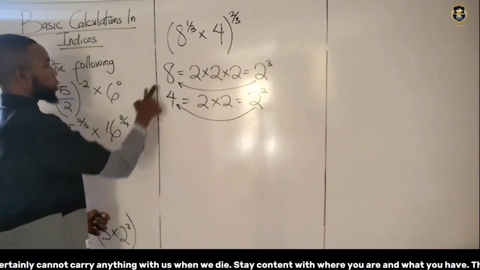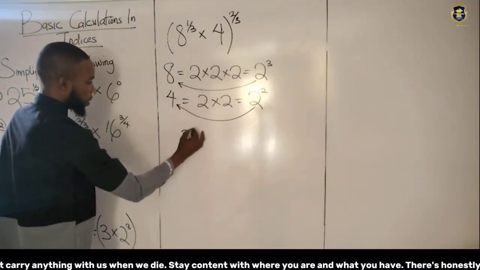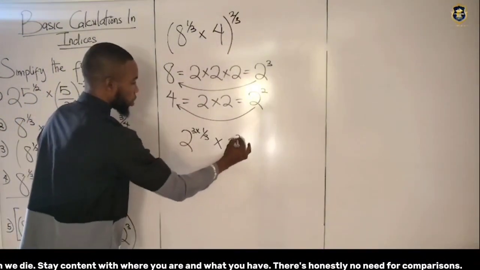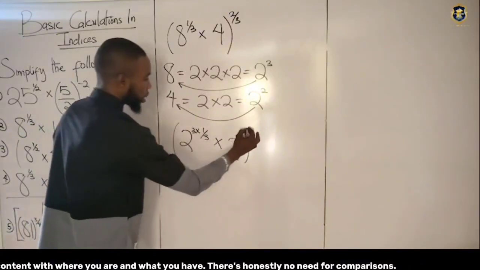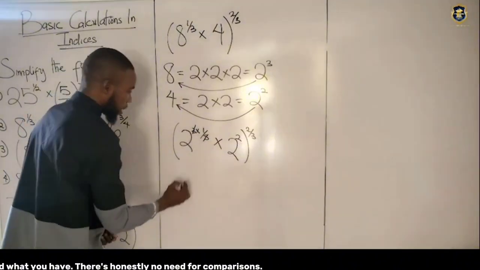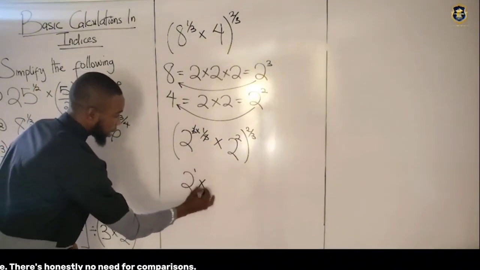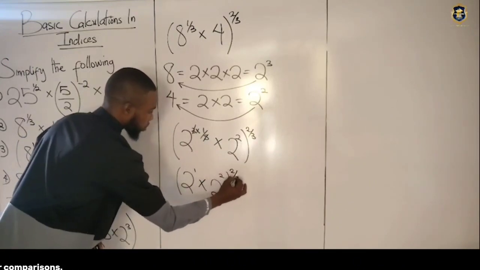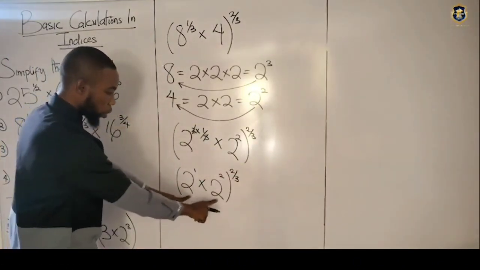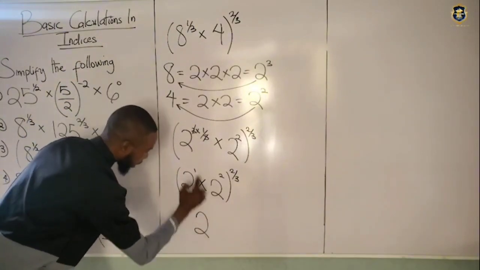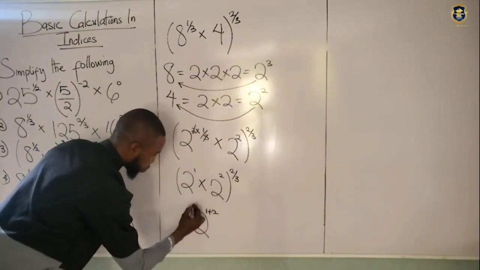What do we do next? So instead of 8, we put 2 raised to the power of 3 times 1 over 3, times 2 raised to the power of 2, all brackets 2 over 3. But before then, 3 will take off 3. We'll be left with 2 raised to the power of 1 times 2 raised to the power of 2, all brackets 2 over 3. Look at this, it is a law in indices. We can pick one base, and because of the multiplying operator, we add the powers 1 plus 2.